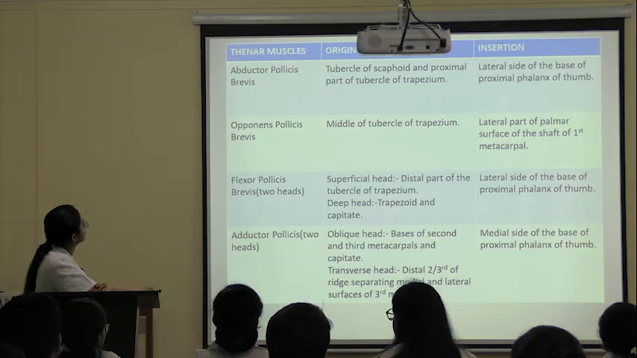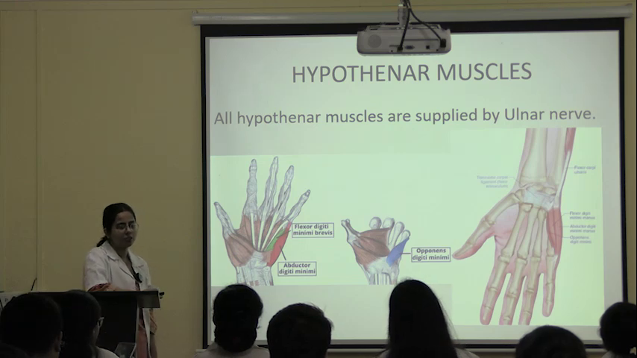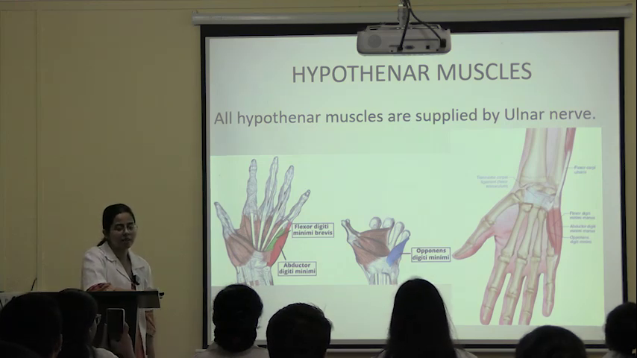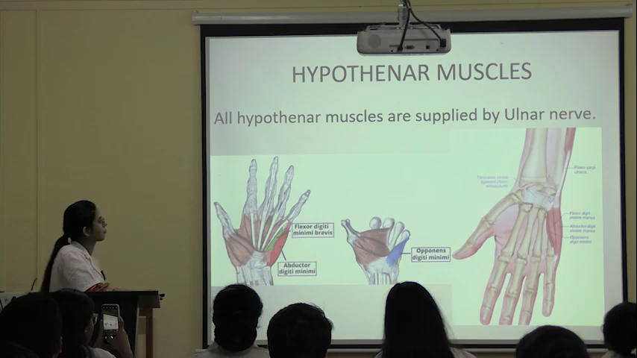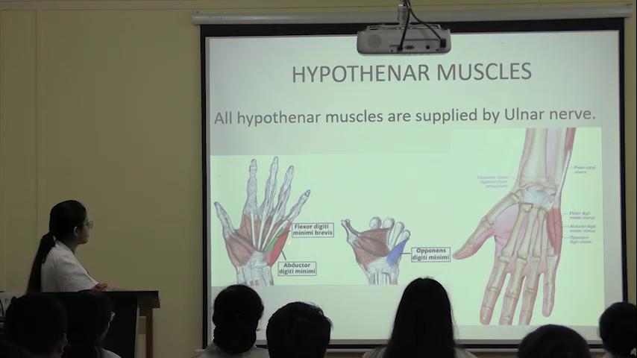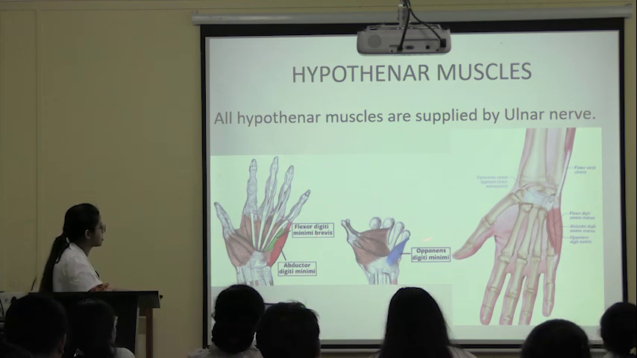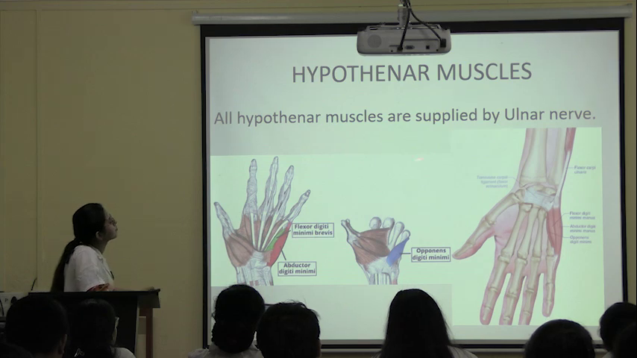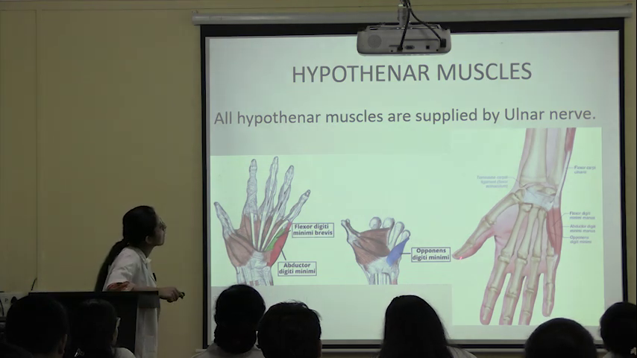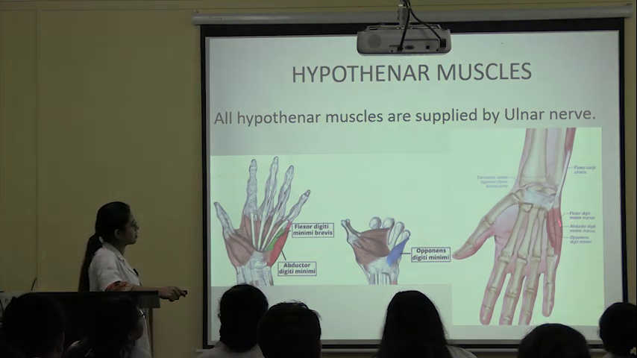Now, the hypothenar muscles. There are three hypothenar muscles, and all of these are supplied by the ulnar nerve. Okay. So first is flexor digiti minimi brevis, abductor digiti minimi, and opponens digiti minimi. You can see the sequence of the muscles from here.